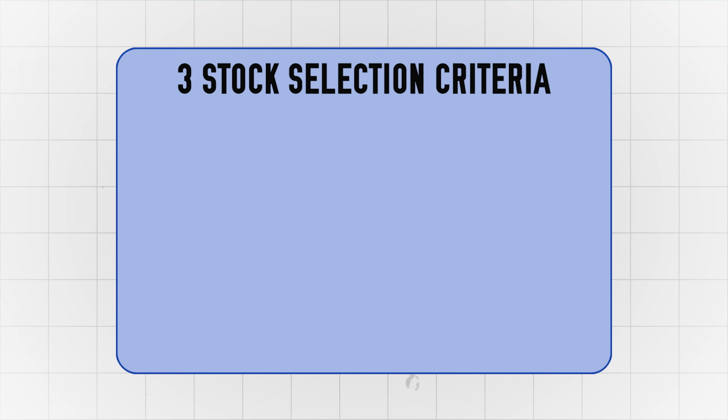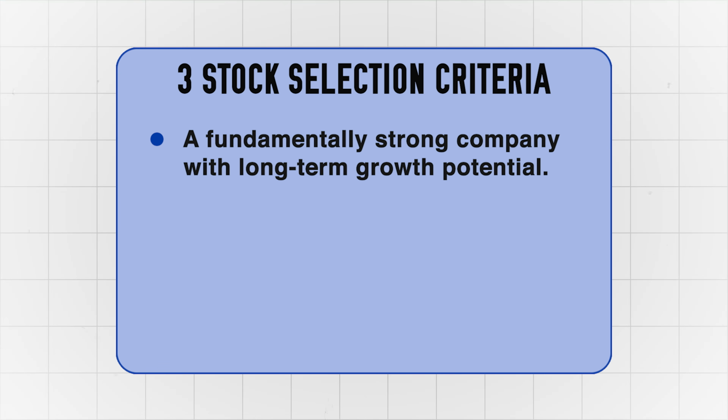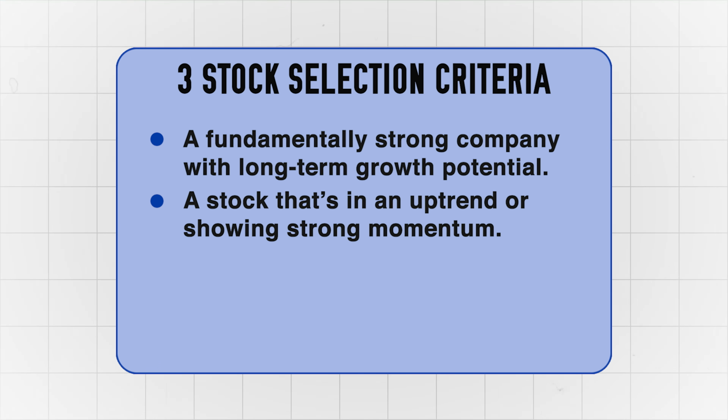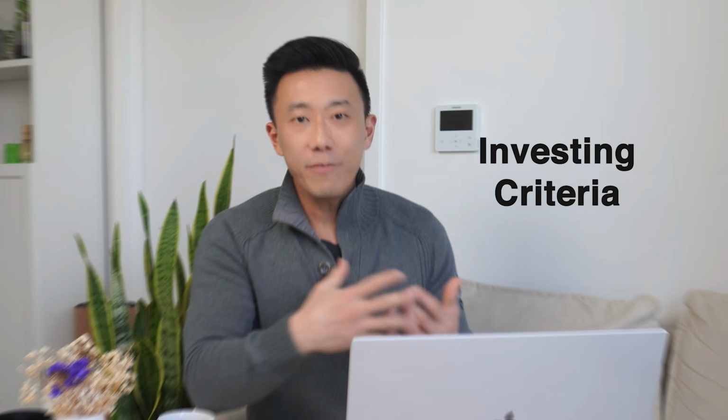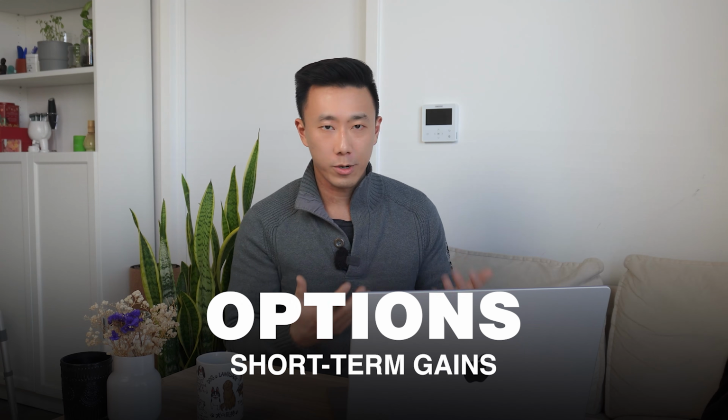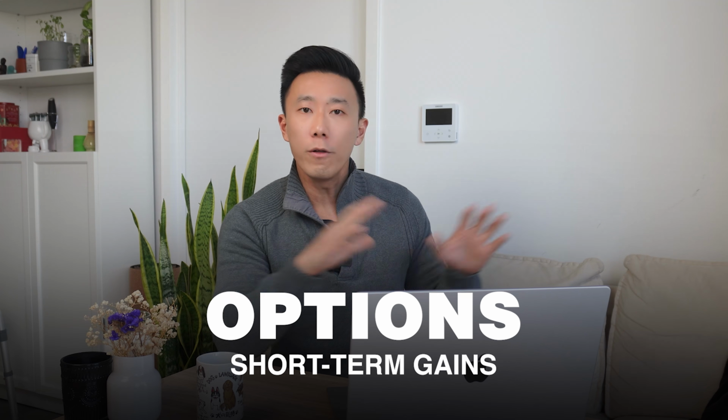When selecting a stock for a LEAP option trade, I have three fundamental stock selection criteria. A fundamentally strong company with long-term growth potential, a stock that is in an upward trend or showing strong momentum, and a clear reason why the stock could move higher over time. Sound familiar? Those are the same criteria that I would look for in terms of value investing. Even though I use options to aim for short-term returns, CrowdStrike checks all of those boxes for me, and it was also a stock that I was personally holding as well.